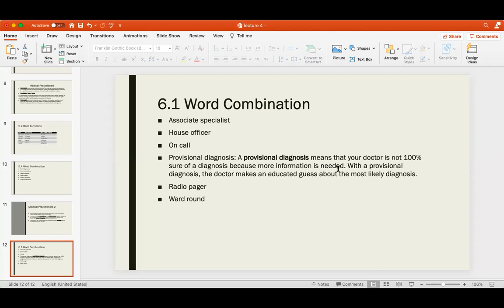So when the doctor sees a patient, they make a guess about the diagnosis of what this patient suffers from. This is called provisional diagnosis. With a provisional diagnosis, the doctor makes an educated guess about the most likely diagnosis. We have radio pager, and we have ward round.